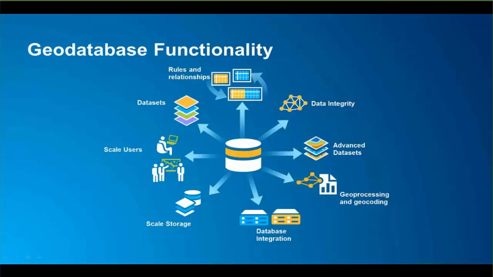The geodatabase also provides ways to manage behavior through rules and relationships to maintain attribute data integrity. It also contains tools to help maintain the integrity of spatial data by implementing advanced data sets like topology, geometric networks, and even network data sets. The geodatabase can even store custom toolboxes.